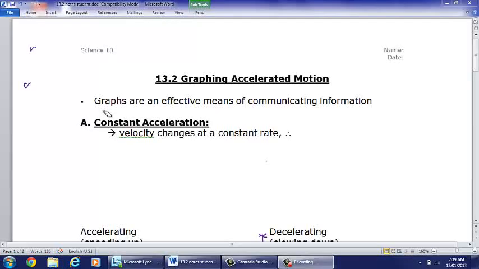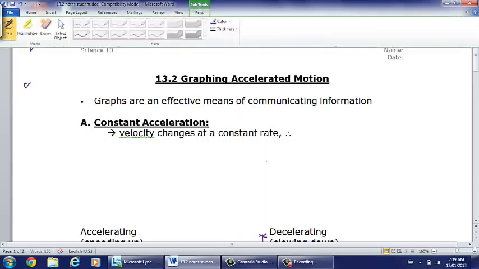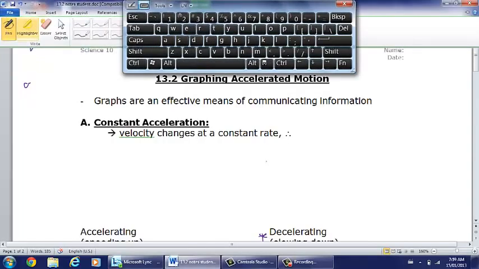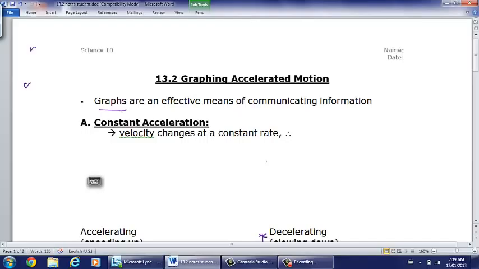In section 13.1, you learned about acceleration. In 13.2, you will learn all about graphing this acceleration. You're going to see that graphs are a really effective tool for communicating information. A lot of information is contained in a graph.